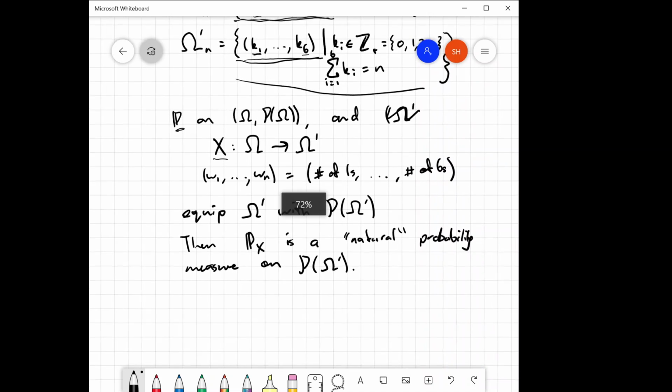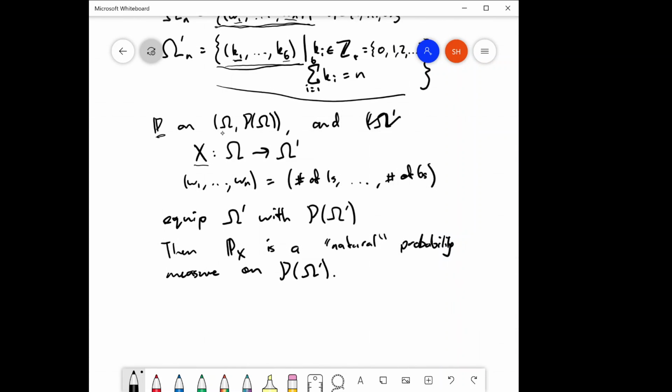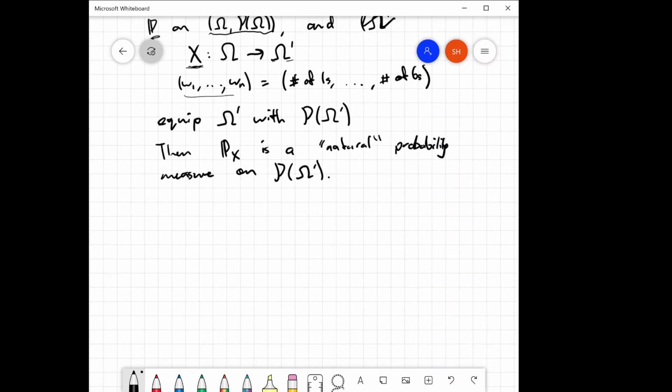Okay, so great. This is going to be a very standard procedure we're going to use for the next couple of lectures to go from a sample space with a lot of information, which maybe we don't care about, have some sort of map from it to a smaller sample space, and then obtain a probability measure on the sample space.